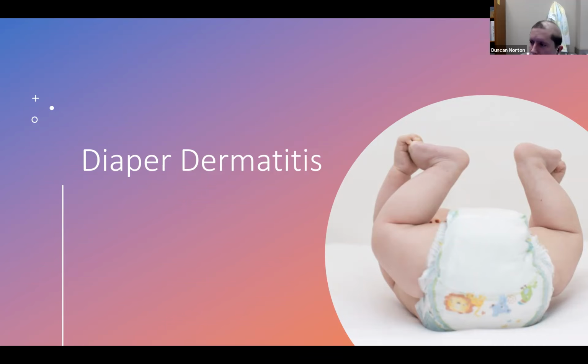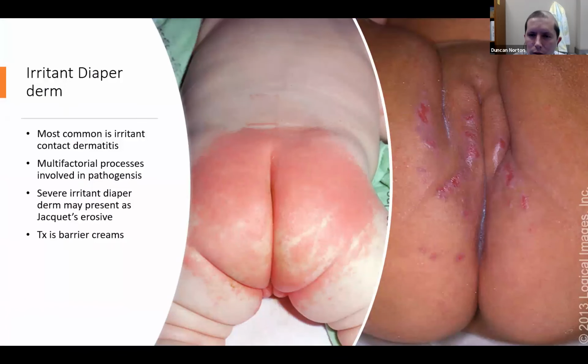All right, we're going to move on to more baby rashes, but these are dealing with the booty. The first one we're going to talk about is irritant diaper dermatitis. This is the most common type that you're going to see. It's your standard diaper rash. It has a multifactorial process involved in its pathogenesis. It's typically caused by a combination of things.